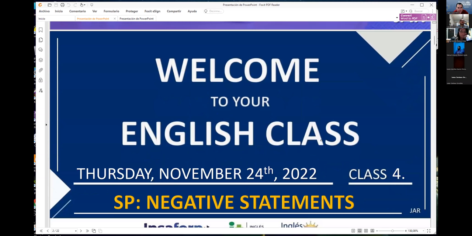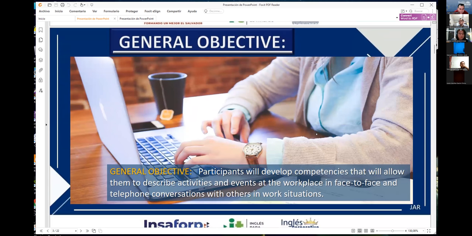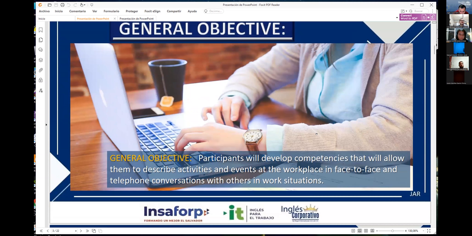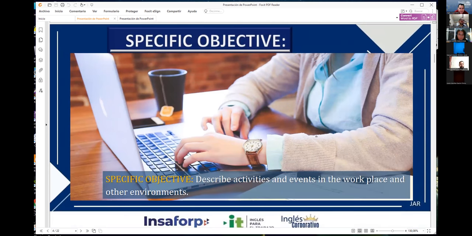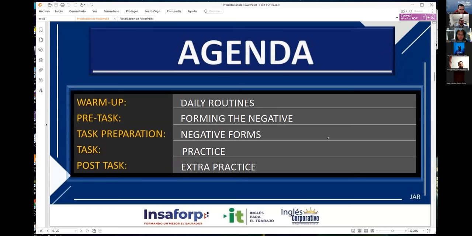The topic is simple present, negative statements. This is the general objective. This is the specific objective. And this is the class objective. Participants will be able to make negative statements or sentences in present tense. And this is the agenda: daily routines, forming the negative forms, practice, and extra practice.